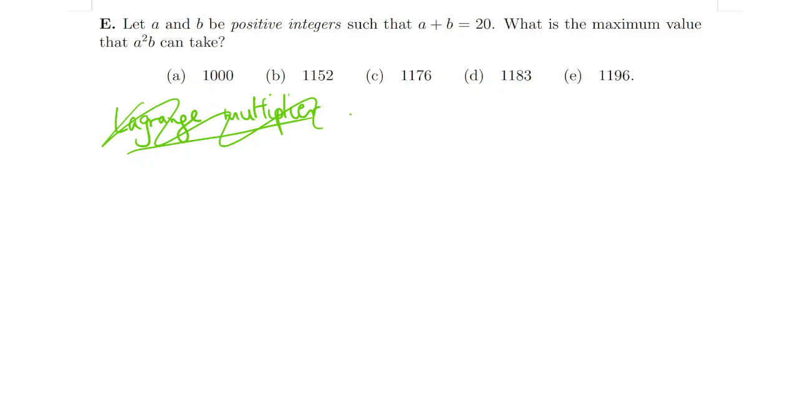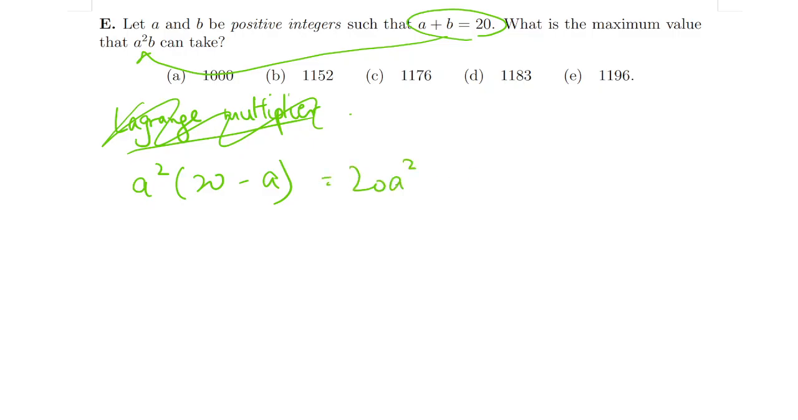Okay. So maximum value of a squared b. Of course we sub in the constraint first. So a squared times 20 minus a. This is the function that we want to maximize. Now we only have one variable, so life is easy from here, because you only differentiate with respect to that variable. So this is 20a squared minus a cubed.